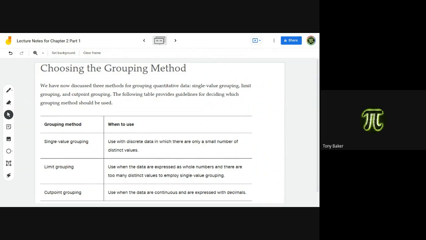All right. And then cut point grouping is when the data is continuous and expressed with decimals. So really, the only difference between limit grouping and cut point grouping is the decimals. Once you get the decimals, you have to go to the cut point because you need all the values up to the next one. Where in limit grouping, I could cut off at 139 because I know there's not going to be a 139.5. And that'd be fine. That's really the difference between those two. They look very similar. They're very similar in how you design and do them out. It's just that one little distinct difference.